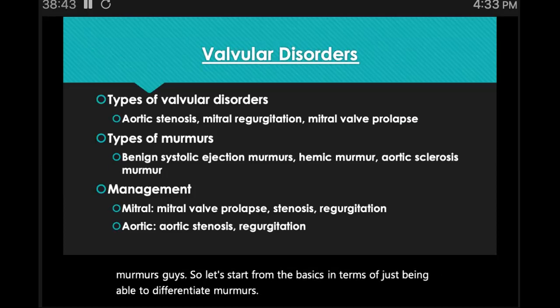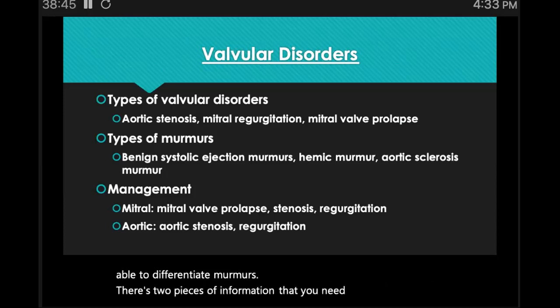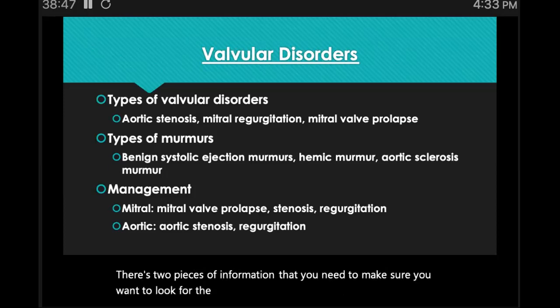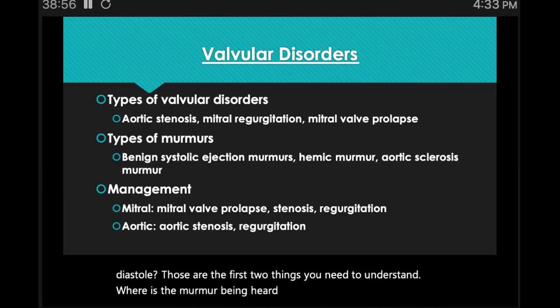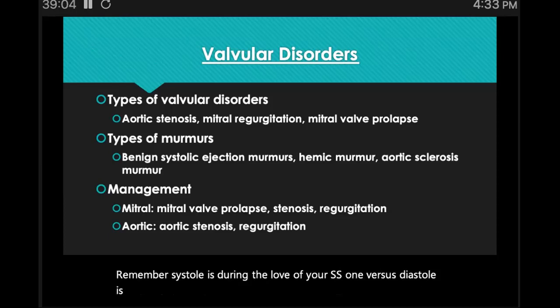There's 2 pieces of information that you need to make sure you know. You want to look for the timing of the murmur. So is it in systole or is it in diastole? Those are the first 2 things you need to understand. Where is the murmur being heard, during systole or during diastole? Remember, systole is during the lub of your S1 versus diastole is dub in S2, okay?